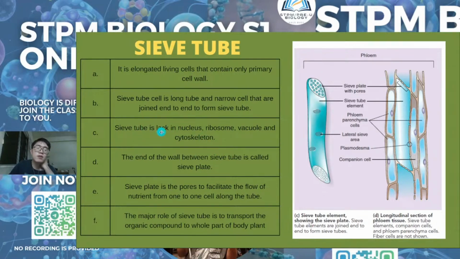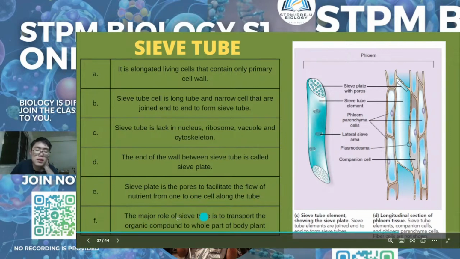Okay, so sieve tube lacks nucleus, ribosome, vacuole, and cytoskeleton. So that is why if you see here, it looks similar to a xylem vessel because it also lacks a nucleus. But remember again, it is a living cell, not the same as the xylem vessel. And then the end between the cells is called the sieve plate. So it has the sieve plate also. Sieve plate is here. The sieve plate has pores that facilitate the flow of nutrients from one cell to the next along the tube.